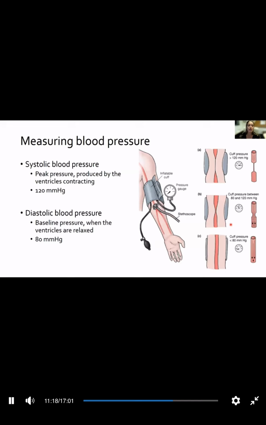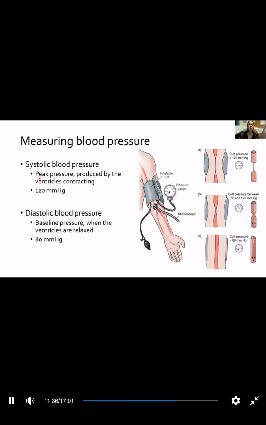All right, so systolic blood pressure is the peak pressure. It's produced by the ventricles contracting, right? So systole, where the heart pumps the blood out, this is going to be a measurement through the arteries of a high pressure, right?